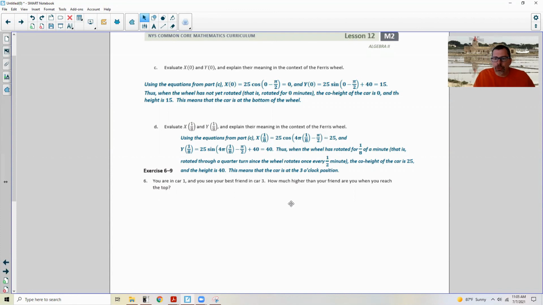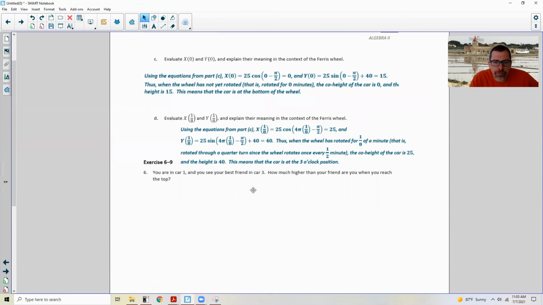So thus, when the wheel has rotated for 1/8 of a minute, that is rotated roughly a quarter turn, since the wheel rotates once every half a minute, the co-height of the car is 25 and the height is 40. This means that the car is at the 3 o'clock position, and that happens after 7.5 seconds. Yeah, 7.5 seconds.